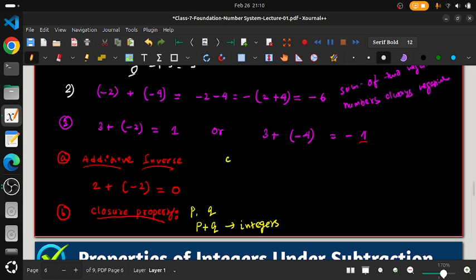Then there is another property that we call the commutative property. Commutative property means what? If I add p plus q, that will be equal to q plus p. For example, this kind of property we call the commutative property.